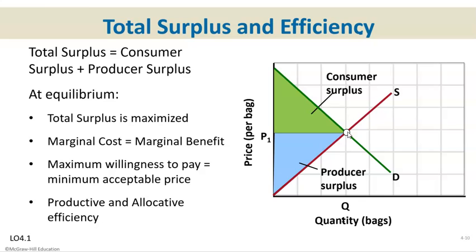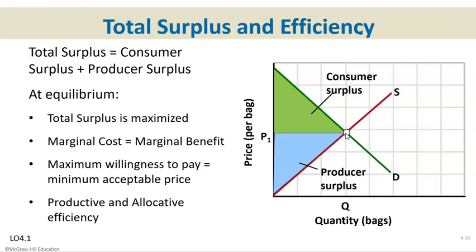At this point, we also have our marginal cost and our marginal benefit equal to each other. So remember I told you the demand curve gives us our marginal benefit and the supply curve gives us the marginal cost. So the only place that they're equal is right at the equilibrium point. This is also true of the maximum willingness to pay and the minimum acceptable price. Those will be equal at the equilibrium point.